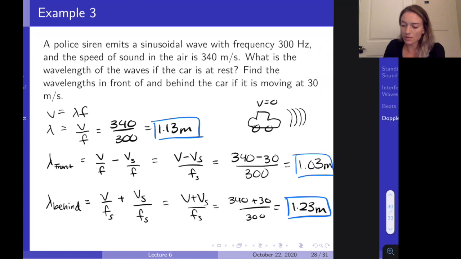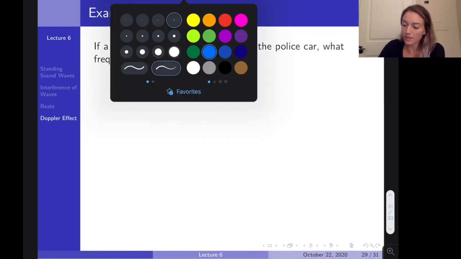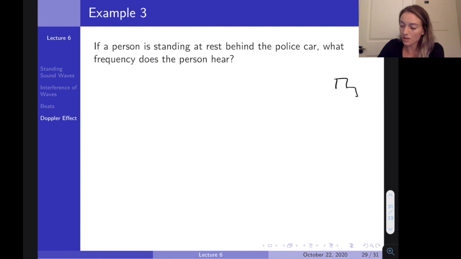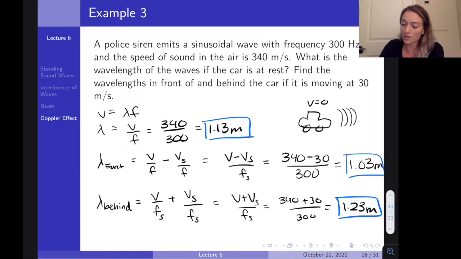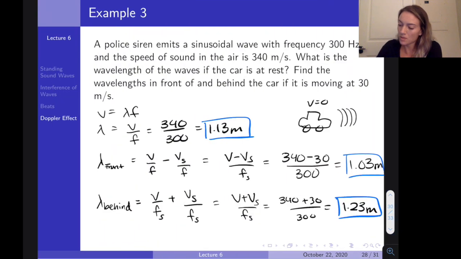All right, so now, same problem. If a person is standing at rest behind the car, so now we have the police car here and a person standing at rest behind it. What frequency does that person hear? The car, we said, is moving at 30 meters per second, so it's moving this way at 30 meters per second. Our listener is standing still, and this is Vs, and the frequency of our source we said was 300 hertz.